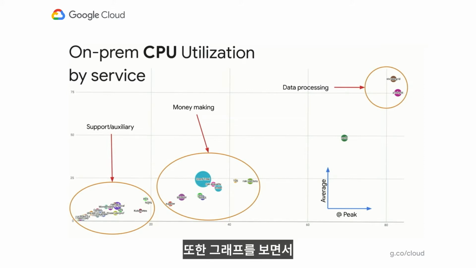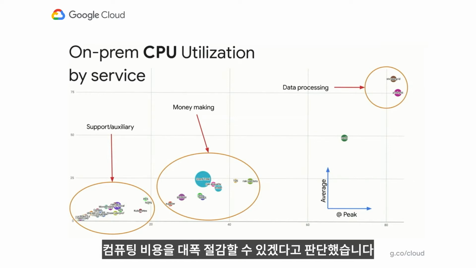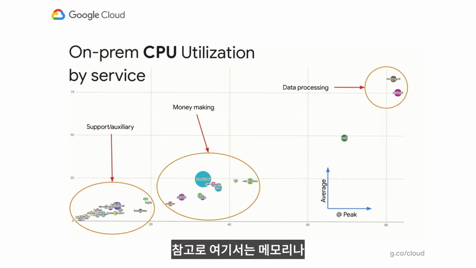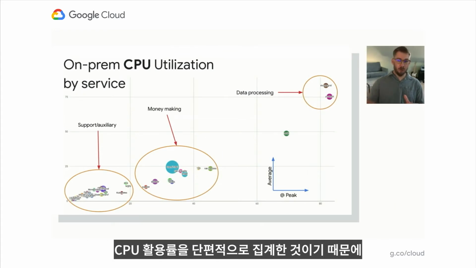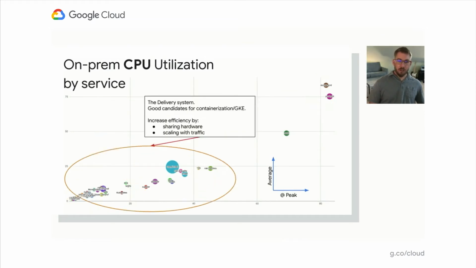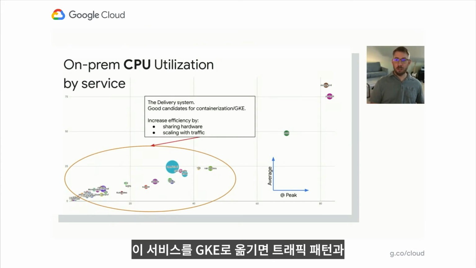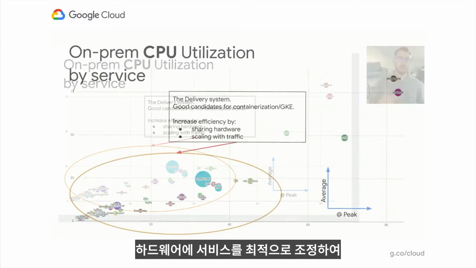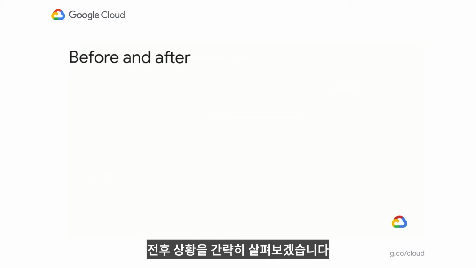The graph also illustrated for us that we could save significantly on compute cost if we could buy only what we needed throughout the day and could share hardware with auxiliary services. Now, keep in mind, this is only one dimension of CPU utilization. We're not looking at memory or I/O. Those aren't captured either. And that's why some of the numbers may look a little sad. So the services circled there, those are the delivery system. And we knew that these were the candidates for GKE and that moving to GKE would enable us to scale compute based on our traffic patterns and needs, and also to gain efficiency by optimal packing of the services on hardware.